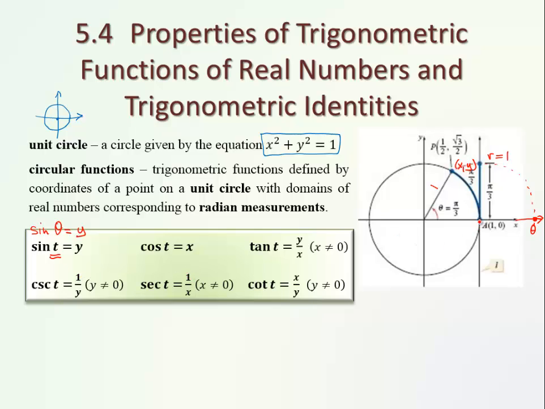So for functions created this way, instead of looking at the angle, we're looking at the point moving on the number line, which corresponds to the angle. Such functions will be called circular functions. So the definition of circular functions is as follows. Those are trigonometric functions defined by coordinates of a point on a unit circle with domains of real numbers corresponding to radian measurements.